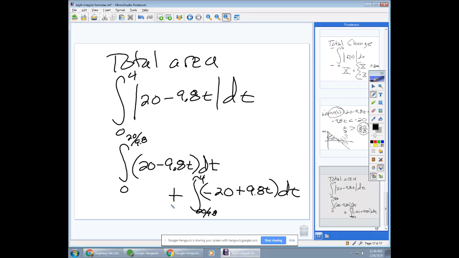I'm not going to worry about that right now. The hard part was figuring out where to break it, which means you basically have to find its zeros. Any regions it's negative, you've got to integrate separate from where it's positive. And you're going to take the opposite of that.